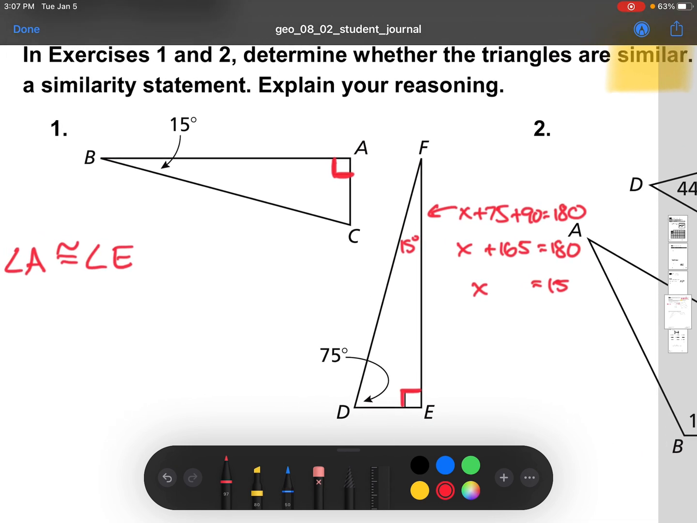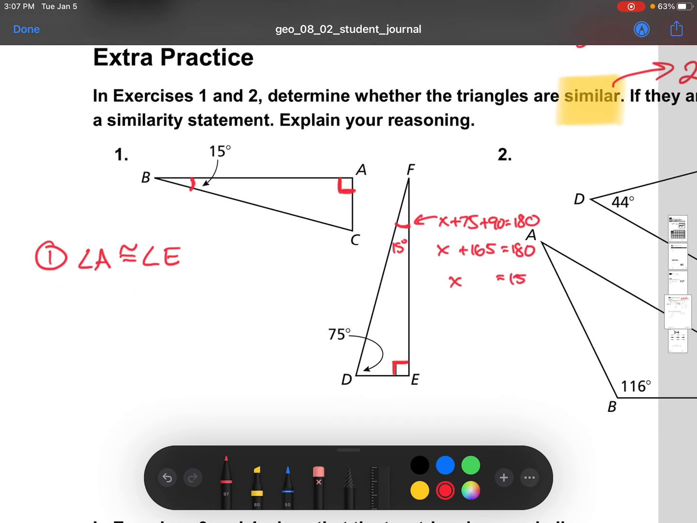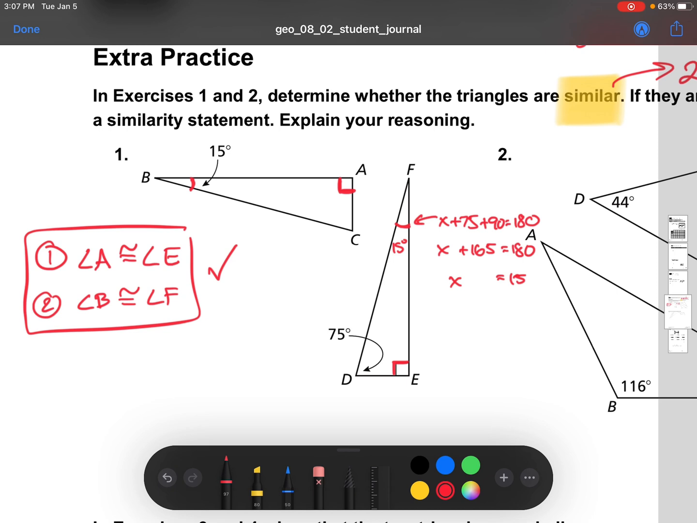And then we can compare that and see that in the first triangle there's also a 15-degree angle, right? So angle F and angle B have the same measure, so that's a second pair of congruent angles. Angle B is congruent to angle F. And once we have the two pairs of congruent angles, that is enough to say that these two triangles are indeed similar.